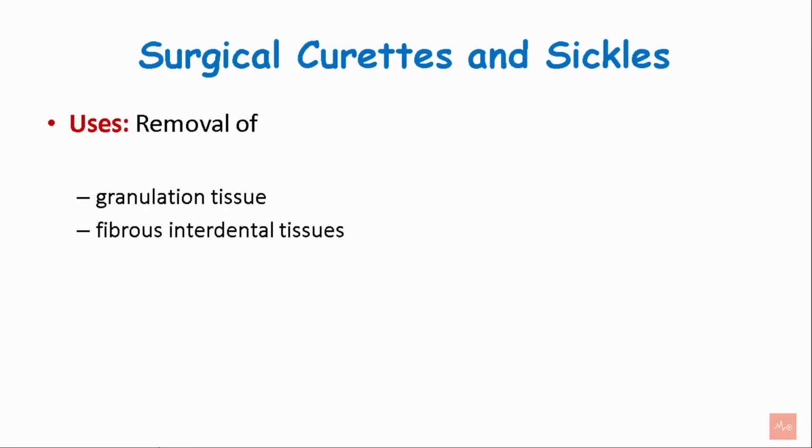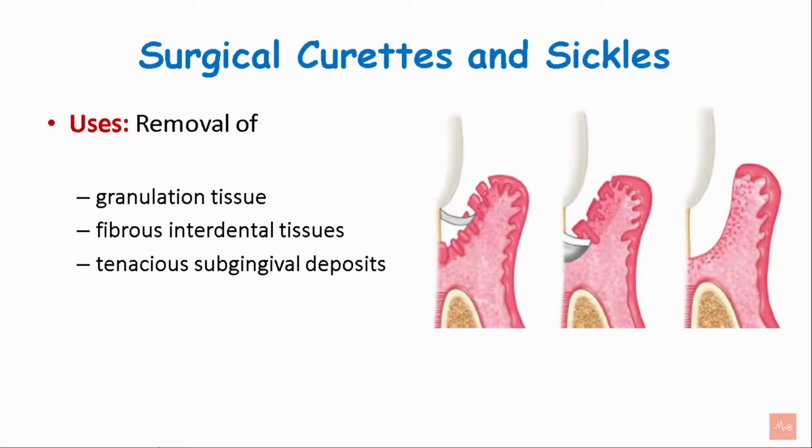Surgical curettes and sickles. These are useful for removal of granulation tissue, fibrous interdental tissue, and tenacious subgingival deposits like the subgingival calculus. In this image, you can see the curette is used to scrape out the granulation tissue and the ulcerated epithelium.